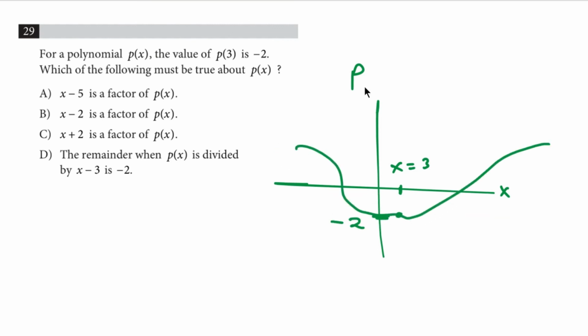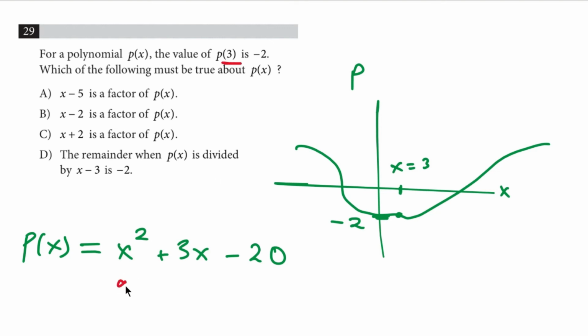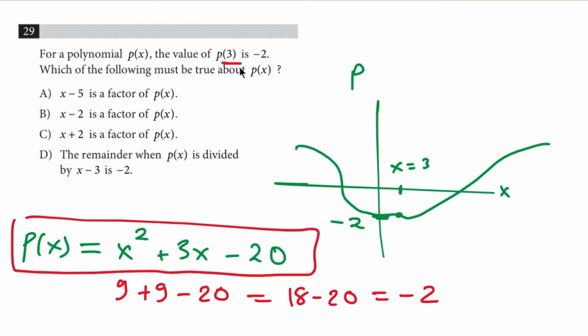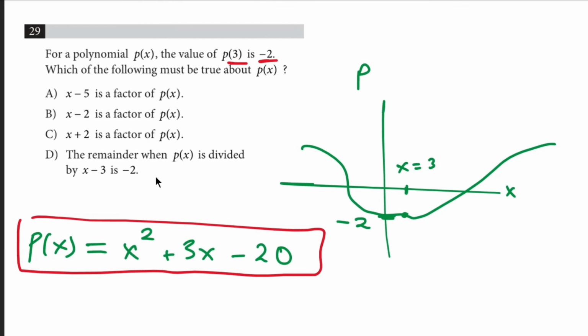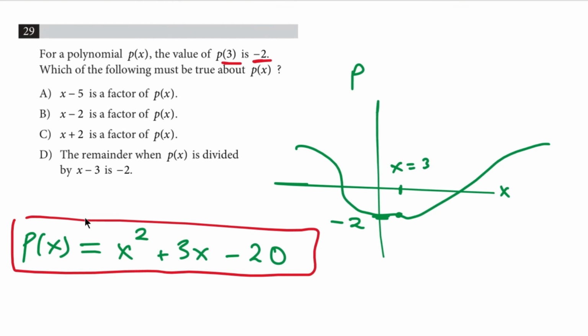Now, for the sake of this problem, I will assume a polynomial, just for you to understand how to solve such problems. I will say that that polynomial p of x is equal to x squared plus 3x minus 20. The reason I did this is because let's try to plug in x equals 3. So 9 plus 9 minus 20, that's 18 minus 20, and that gives you negative 2. The reason I came up with this polynomial is just to satisfy this fact right here.